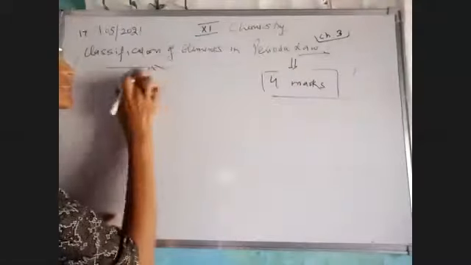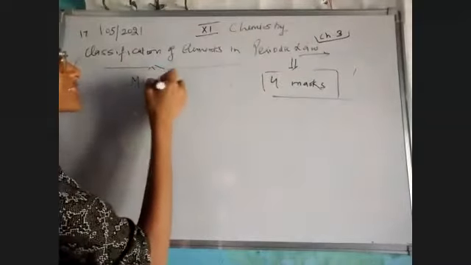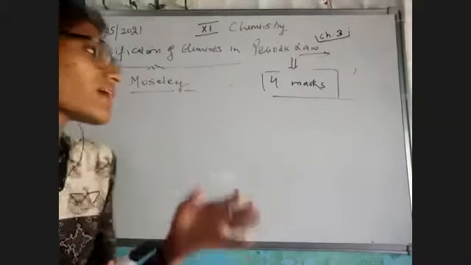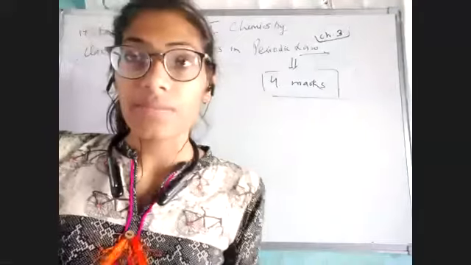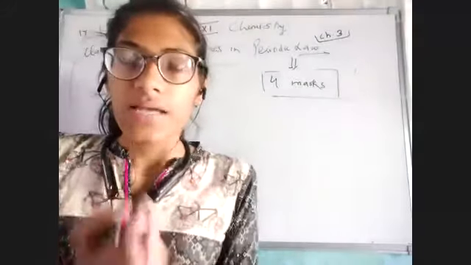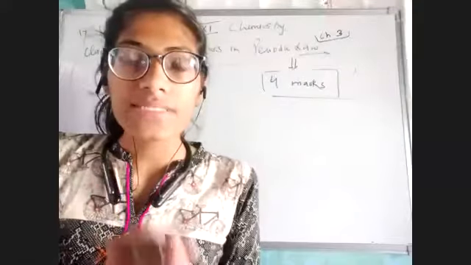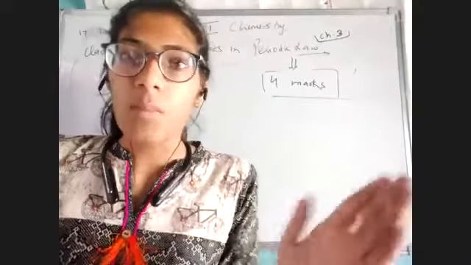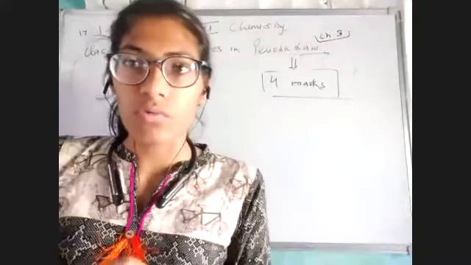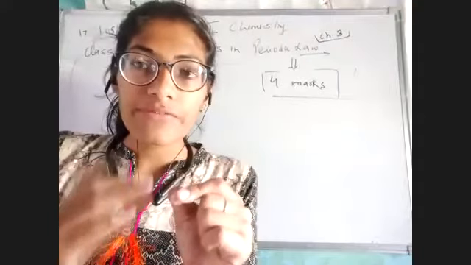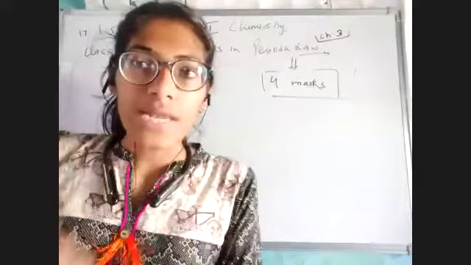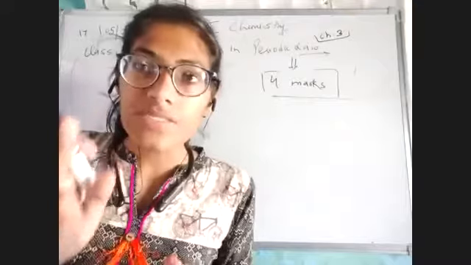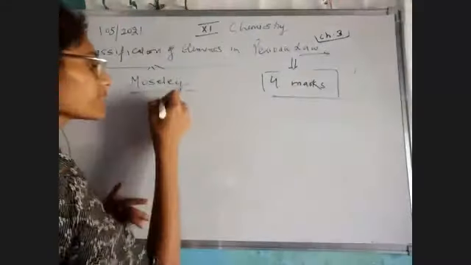So there was a scientist named Moseley. Moseley just did a simple experiment with the frequency as well as the atomic number. He said, suppose I bombard an element with fast moving electrons. When we put the relationship between the frequency and the atomic number, it gives a straight line.